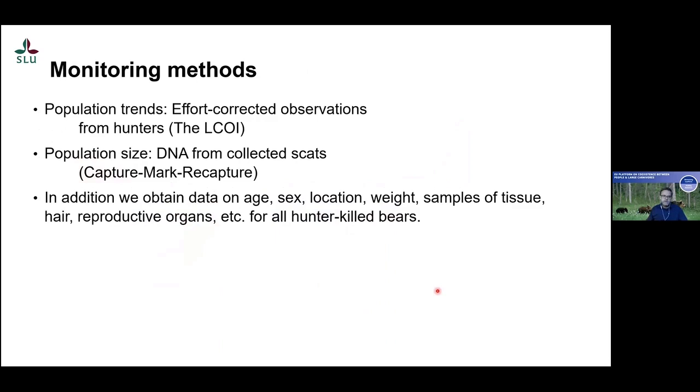We use two different monitoring methods. Mainly for population trends, we use effort-corrected observations from hunters, what we call the large carnivore observation index. And we estimate population size from collected scats, using DNA and putting them into a capture-mark-recapture system. In addition, we obtain data on age, sex, location, weight, tissue samples, hair, reproductive organs, diseases, and other things for all hunter-killed bears or all bears that are dead, and they are stored in a database at the Swedish Veterinary Institute.